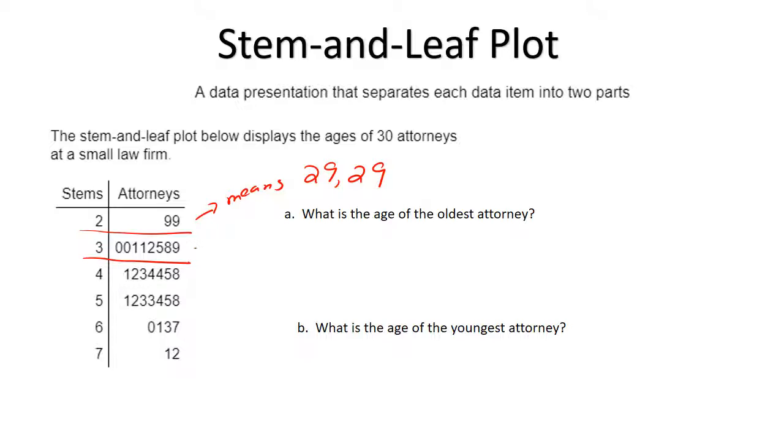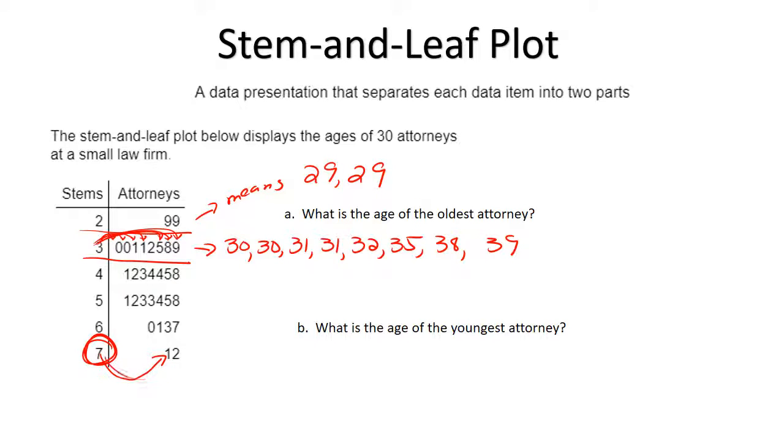If you look at this second row, that means we had 30, 30, 31, 31, 32, 35, 38, and 39. So the 3 is actually paired with each number behind it to represent ages of lawyers, attorneys in their 30s. Now the question is, what's the age of the oldest attorney? The oldest attorney would be down here with the stem 7, and that would be not 71, but 72. So 72 is our oldest attorney.